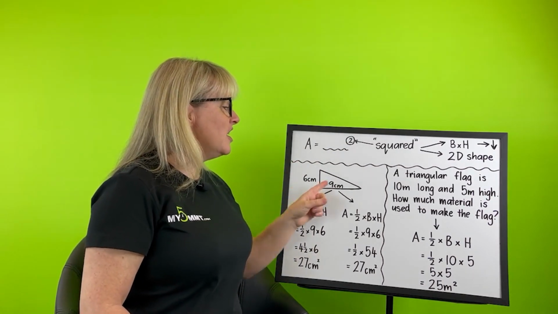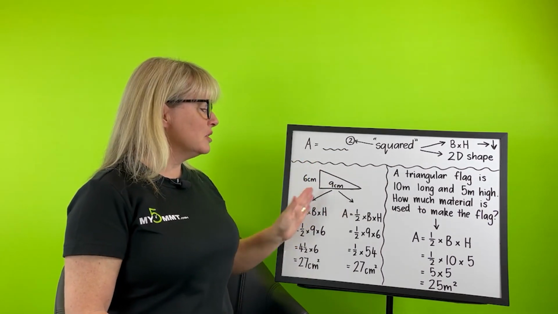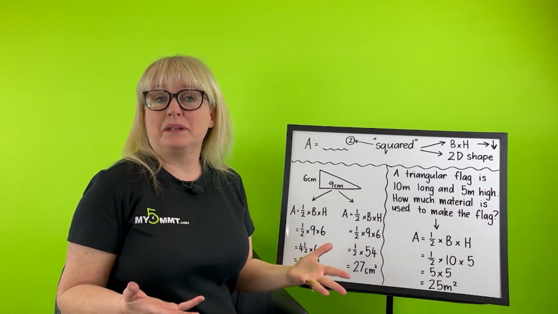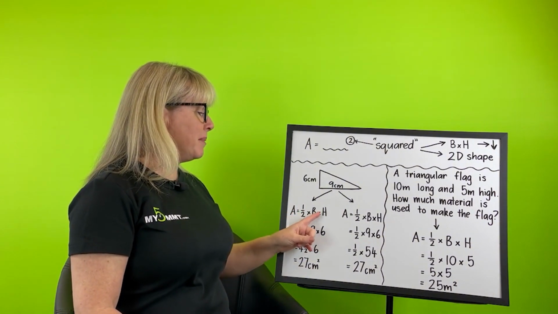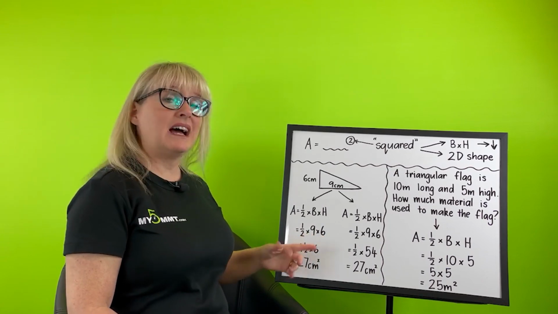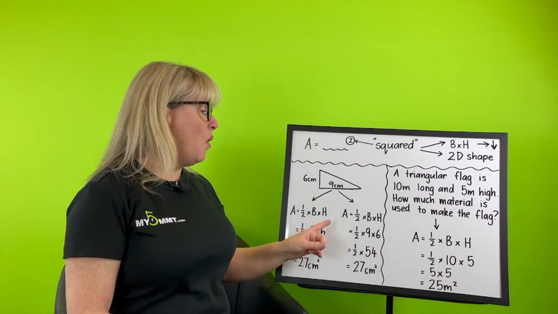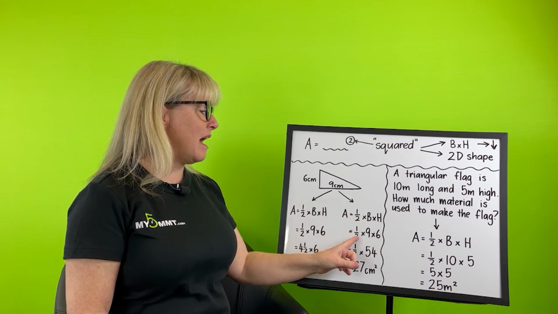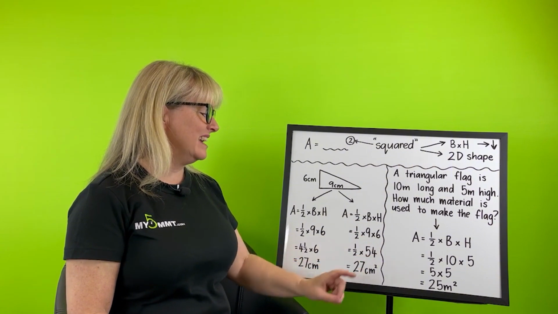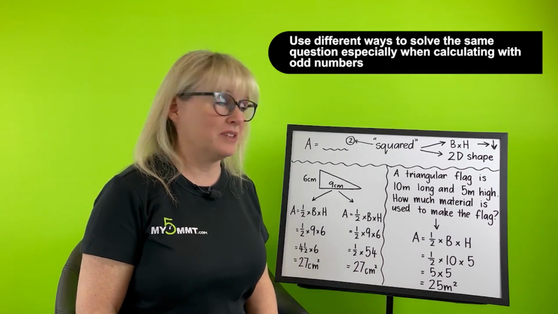Now you can see I've got 9 for my base and 6 for my height for this triangle. I've put 2 different ways to sort it out because 9 is an odd number and cutting that in half might be tricky. So we could say it's half of our base times our height, which is half of 9 times 6. Now I can cut 9 in half and have 4 1/2 and times it by 6, which is 27. Or I can say half of base times height is half of 9 times 6. I'll multiply 9 times 6 and get 54 and cut that in half and get 27. So different ways to solve the same question.